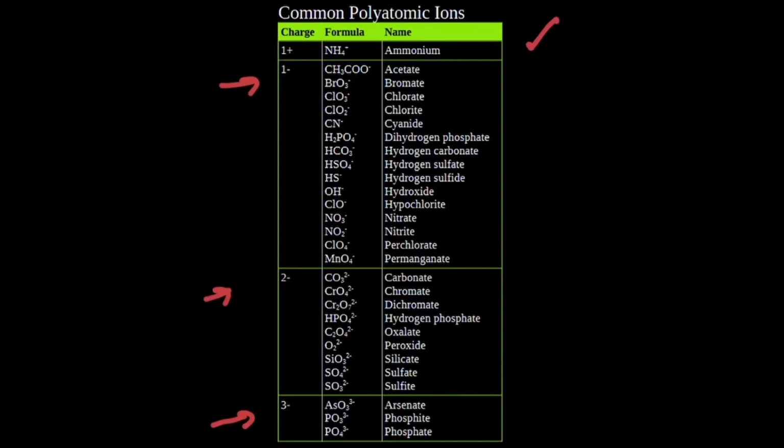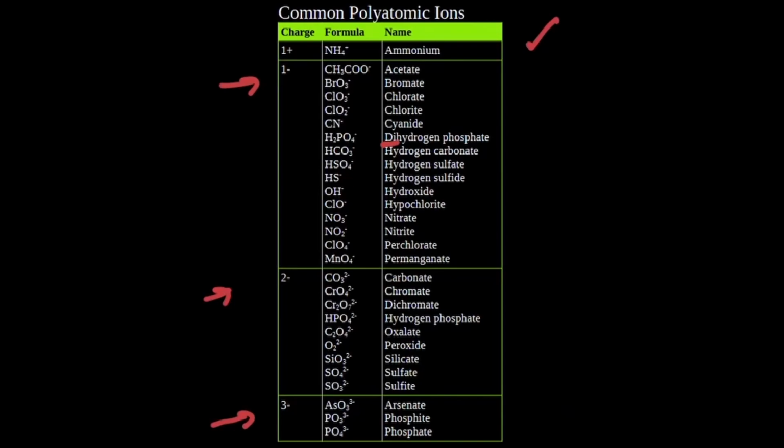Cyanide. Okay, and then we have dihydrogen phosphate. Now check this out. Di meaning 2 hydrogens, so H2PO4 minus. Then we have hydrogen carbonate, hydrogen sulfate, hydrogen sulfide, hydroxide, OH minus, that's a good one to get to know. Hypochlorite, nitrate versus nitrite, right? Again, there's that ending there with the ATE versus ITE.